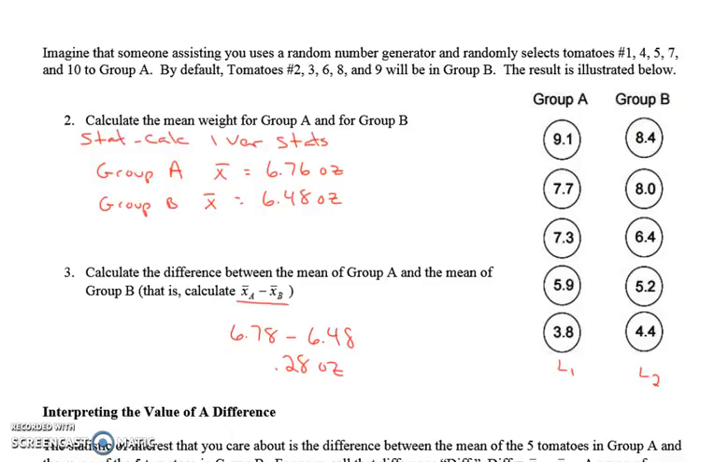Okay, so as you read, you found that we placed the tomatoes in two different groups, Group A and Group B, and you had to find the mean weight for both of the groups, which is the average weight in each group, and then the difference between their means. I put Group A in L1 and Group B in L2, and ran one-variable statistics to get the mean for each group. I found that Group A had a mean of 6.76 ounces, and Group B had a mean of 6.48 ounces. Then I did the difference between the means: the mean of Group A minus the mean of Group B, 6.76 minus 6.48, and I got 0.28 ounces. Okay.